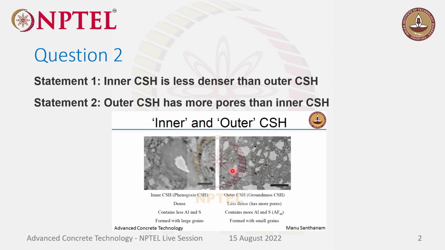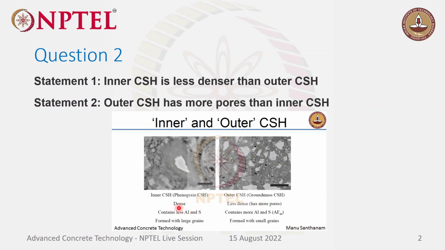So here is one of the snaps from the lecture. Here they've given the difference between inner and outer CSH. Inner CSH is also known as phenograin and outer CSH is called groundmass CSH. Outer CSH is formed on the outside of the grain. It undergoes dissolution from the surface of the grain and forms hydration products on the outer side. So it's called outer CSH.